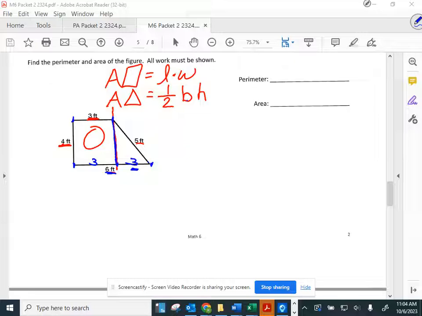Our height is this line right here. It's not the diagonal. Can we figure out the height of our triangle, Lilia? It's going to be that 4 feet because it's the same as that rectangle side. So we know our base was 3 feet, and our height is 4 feet. And then we have to multiply that by a half or divide it by 2.